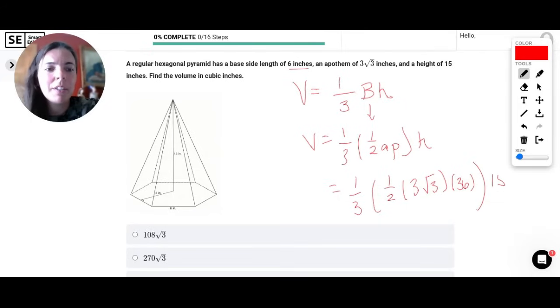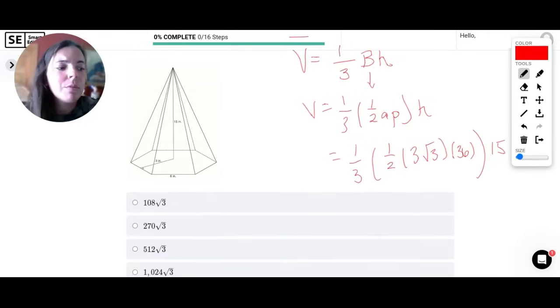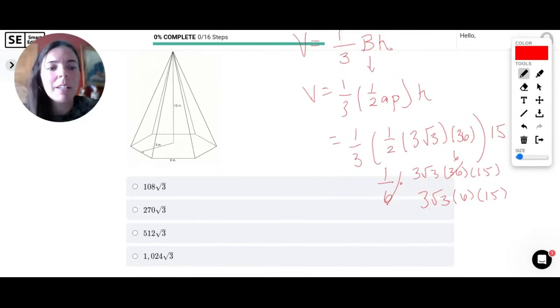Height of 15. Good. All right, so let's just go through and do some simplification here. So 1/2 times 1/3 would be 1/6 times 3 square roots of 3 times 36 times 15. 1/6, I think I can multiply this by 36 and just cancel that out. So 3 square roots of 3, this would become 6 times 15. So now I have to do 3 times 6 times 15.